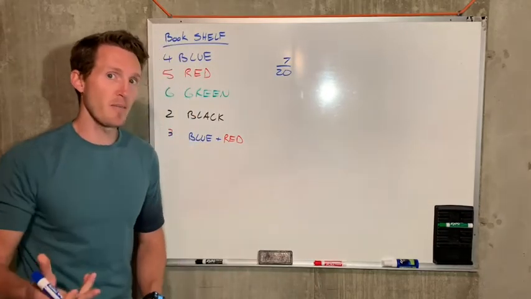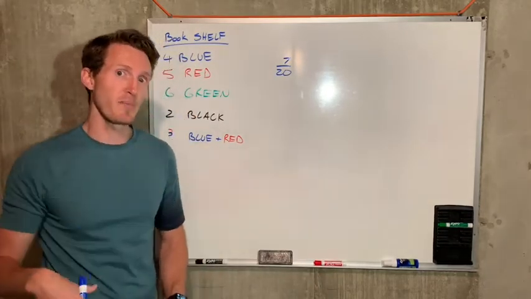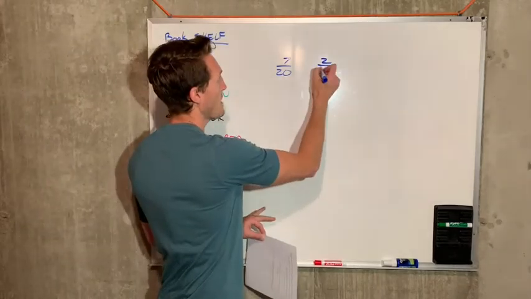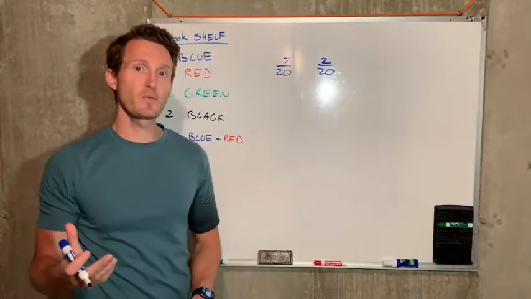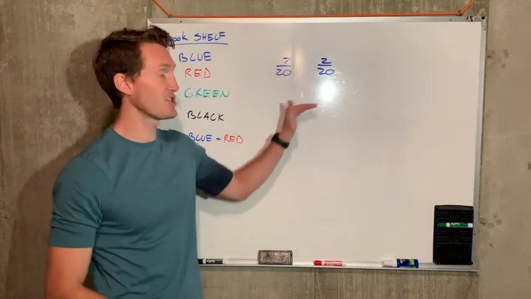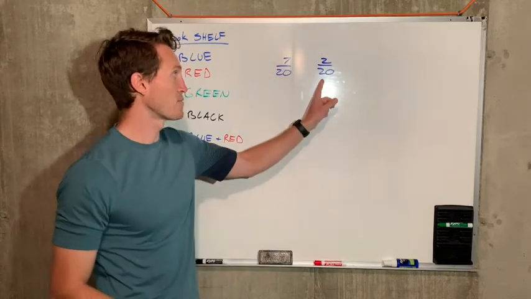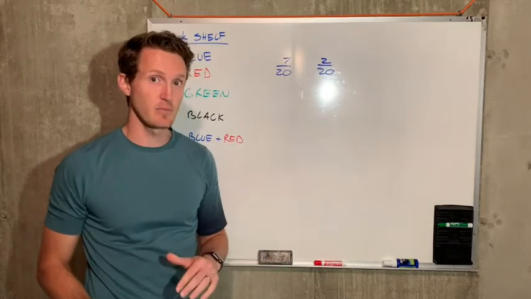And now, what's the probability? We're putting it back, remember. What's the probability then of getting a black one? Well, it's 2 out of 20. Remember that if we say with replacement, the 20 doesn't change. If we say without replacement, meaning we're holding on to the first book we chose, that number would have been a 19, because now there's only 19 books on the shelf.